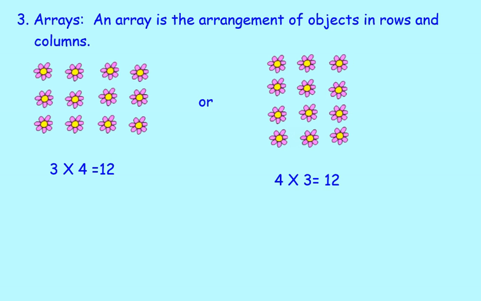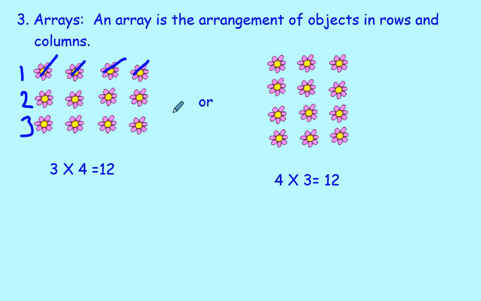All right. So another strategy we're going to look at today is called an array. A-R-R-A-Y, an array. And an array is the arrangement of objects in rows and columns. So here are two examples. Here's 3 times 4. That means there are 3 rows. I'm just going to get my pen going. Okay, so here's row 1, 2, 3. And you can see the flowers are equally spaced, and there are 1, 2, 3, 4 in each row.